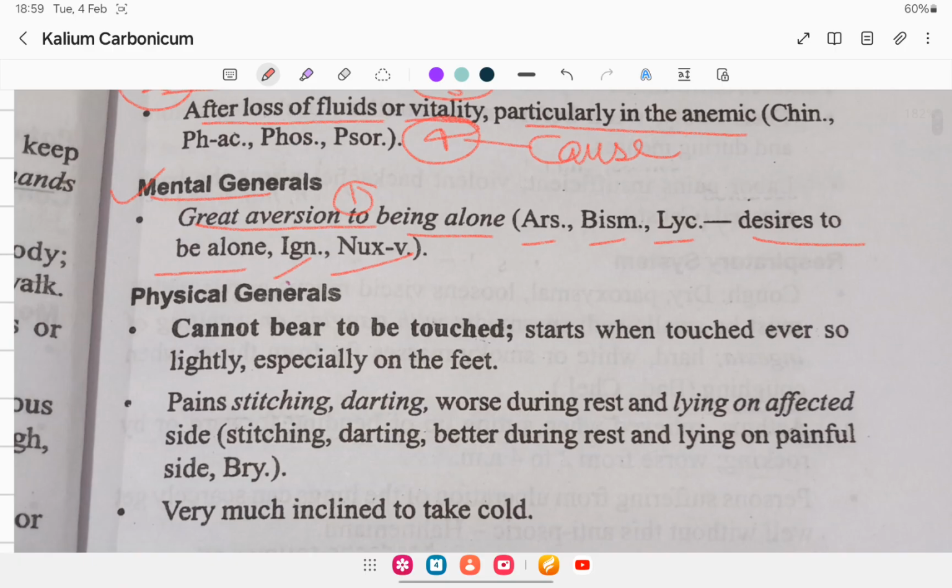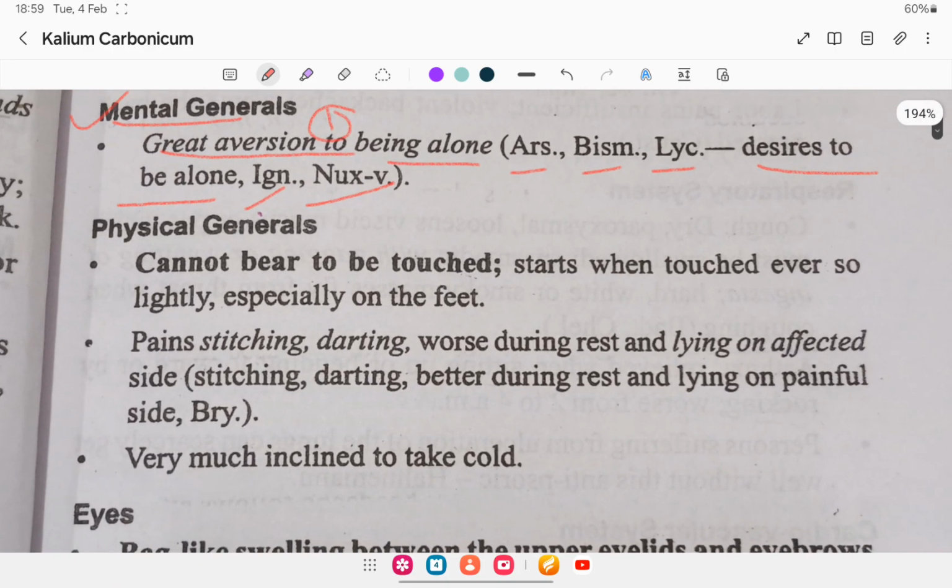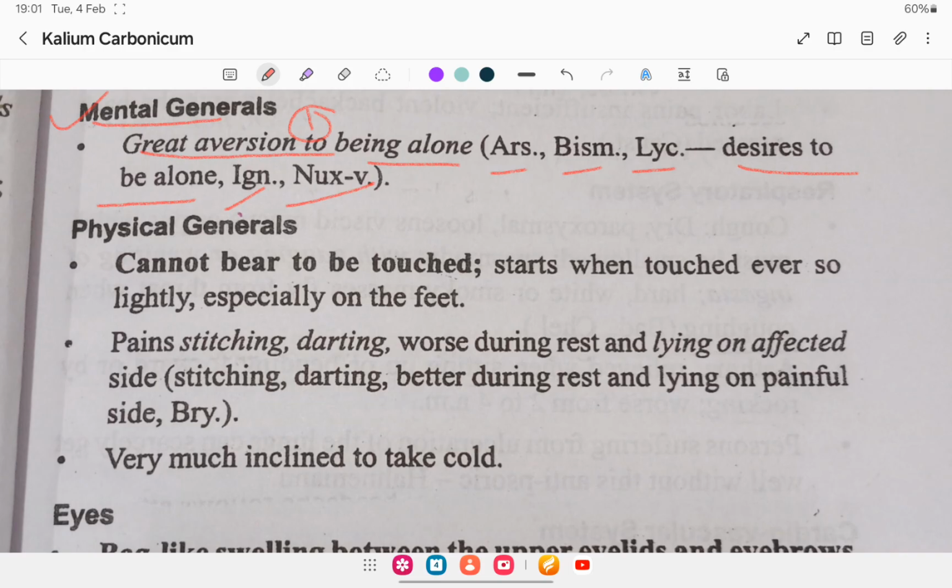You can comment. So now come to physical generals. Cannot bear to be touched. Starts when touched ever so lightly, especially on the feet. So number 1 physical characteristic: cannot bear to be touched, oversensitive. Starts when touched ever so lightly, especially on the feet.